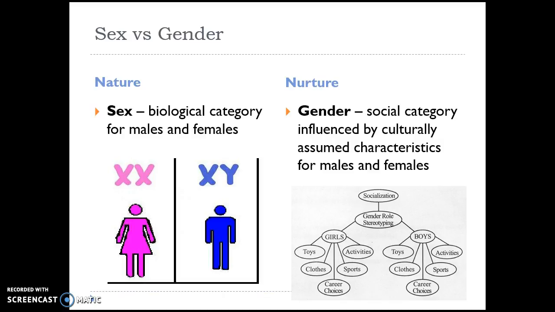Our nurture category is gender. So gender is actually socially constructed. It is molded by whatever culture you live in, by its gender expectations and gender roles for how men and women should act, dress, speak, all sorts of things. But that is a social category, so it's on the nurture side of the spectrum. Again, it's fine if you use these interchangeably outside of the class, but inside of class, we're going to use these as two different terms.